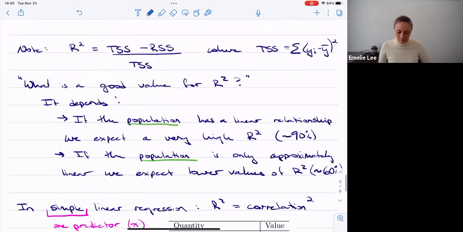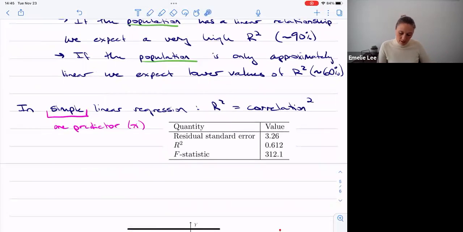It's 3.26. Now 3.26 depends on the units of Y, which is in thousands of dollars. Right? So the residual standard error is $3,260. Okay, that doesn't really do anything unless we're comparing different models, right? So the R squared in this case is 0.612.